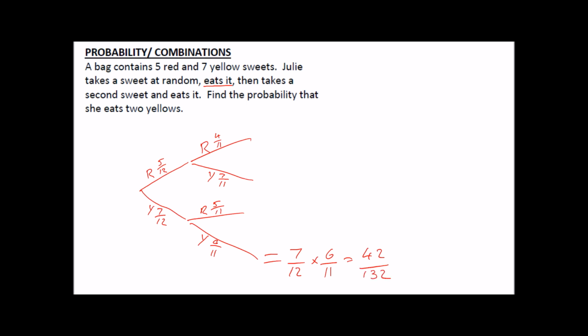Now, if it asked for probability of getting 2 sweets of the same colour, for example, you'd work that one out, and you'd work out red, and then add them together. So you'd multiply down the branches, and if there's multiple branches that you've had to work out, you then add those together.